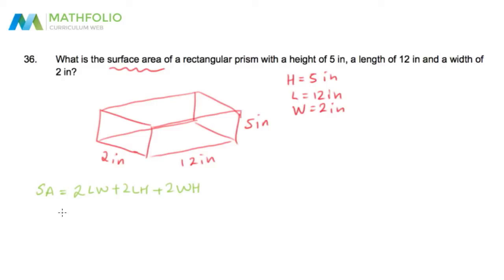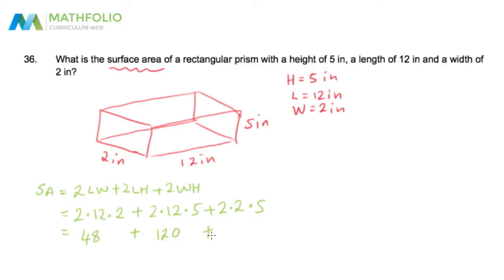So now we can just plug in. So this equals 2 times length times width plus 2 times length times height plus 2 times width times height. So if we continue this, 2 times the 2 is 4, 4 times 12 is 48. So it's 48 plus 2 times 12 is 24. 24 times 5 is going to be 120. Let me just check that. 2 times 5 would give you 10, and then 10 times 12 would give you 120.